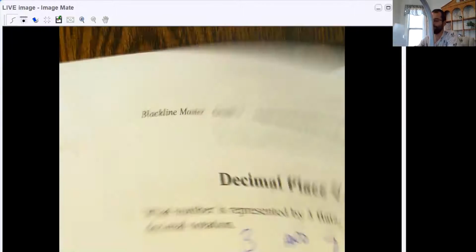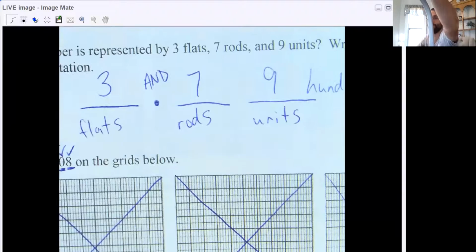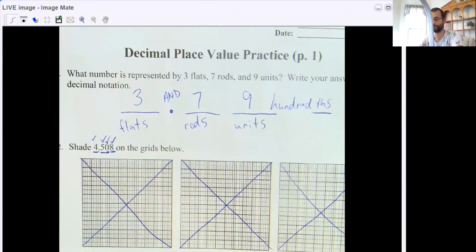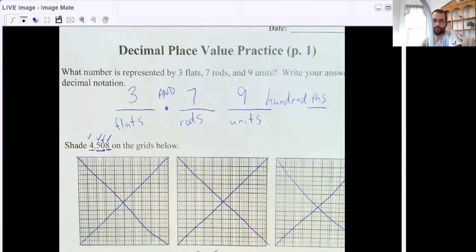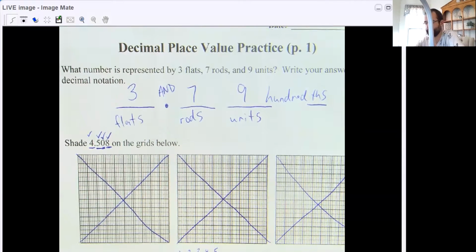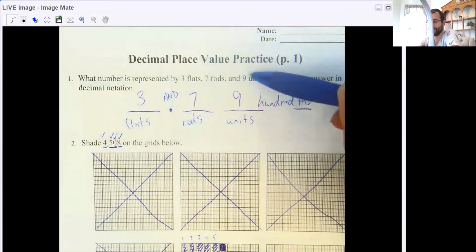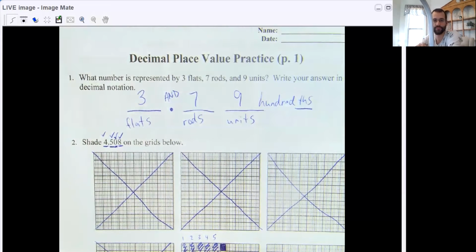Go ahead and look at page 93. So we're going to take a look at a couple of these examples. I'm going to show you exactly what this means. All right, so on page 93, you see an example here, and it asks you for what number is represented by 3 flats, 7 rods, and 9 units. It says write your answer in decimal notation.